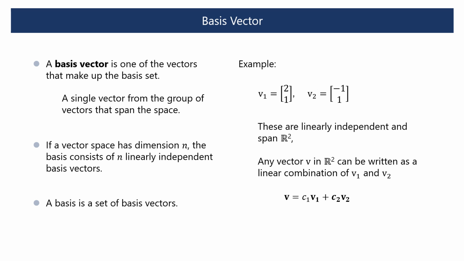This is an example of basis vectors in R2. They are linearly independent and span R2. So, they can form a valid basis for the space. That is, any vector v in R2 can be written as a linear combination of v1 and v2.